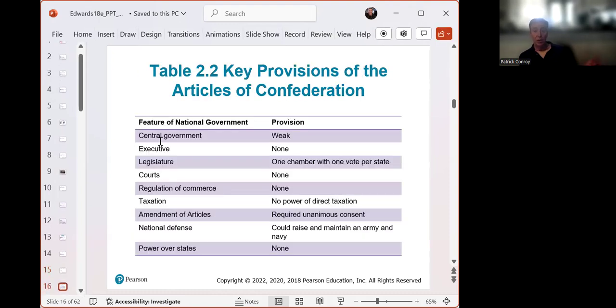Okay, so central government weak, no executive, one chamber, and every state had one vote. Didn't matter the size, every state had one vote. There were no courts, there was no regulation of commerce, no power of direct taxation, required unanimous consent for an amendment, could raise money to maintain an army and navy. And this was only meant for times of war. No power over the states.